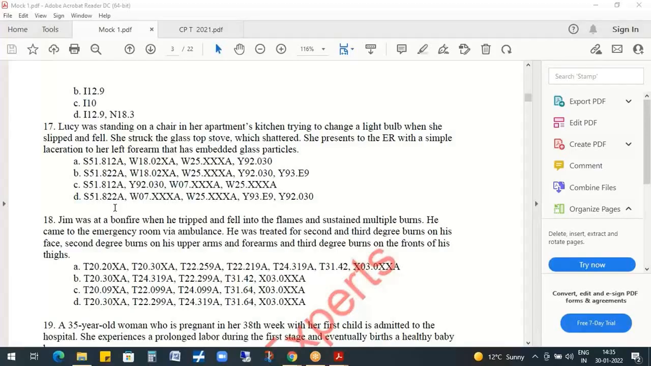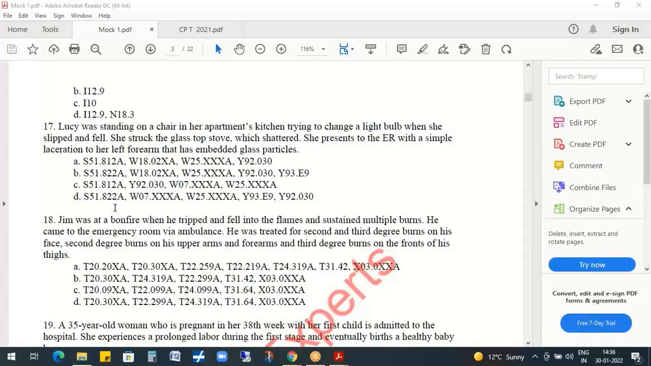S51.812, right? Laceration without foreign body of left forearm. S51.822, laceration with foreign body of left forearm. She presents to the ER with a simple laceration that has embedded glass particles, means with foreign body. With foreign body means 822. 822 is present in B or D. Understood? Then B is the answer. Yes, sir. B is the answer.